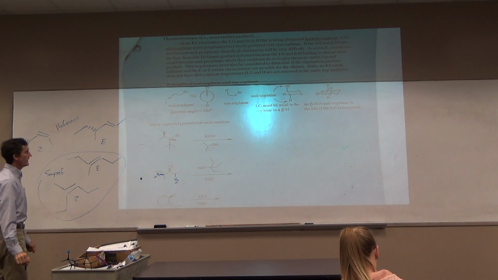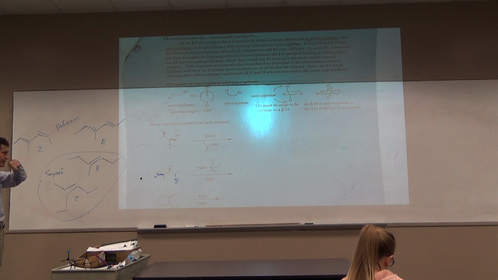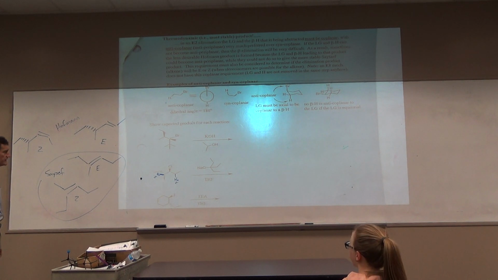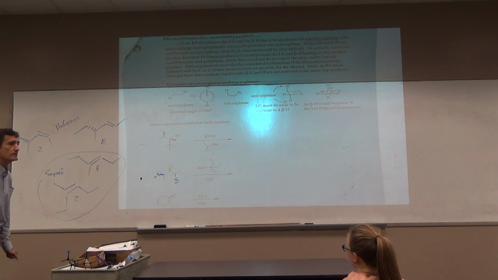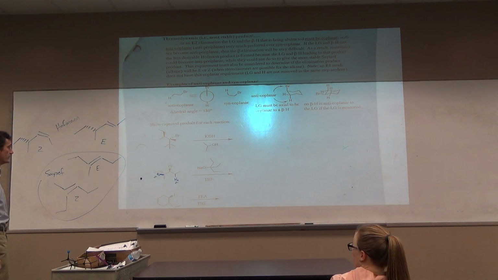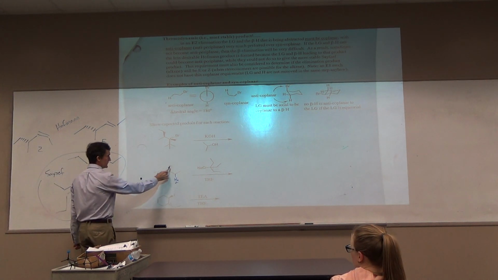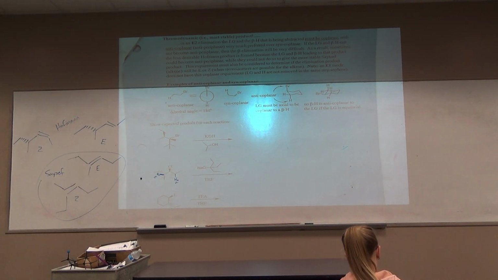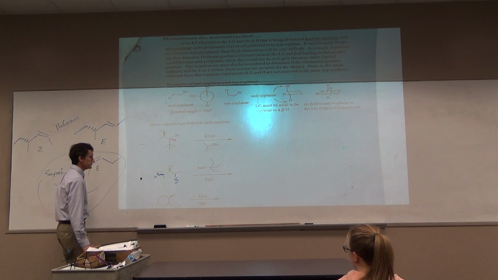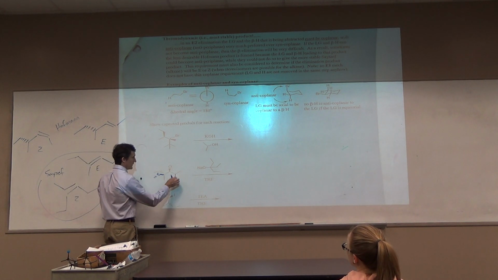Okay, so if it's the Hofmann product, which Hofmann are we going to get? E or Z? Why E? What? Yeah, but remember the H and the leaving group need to be anti-coplanar. Two H's here.